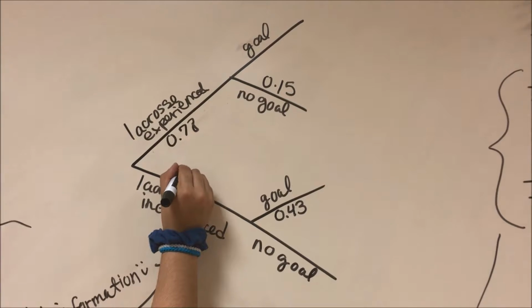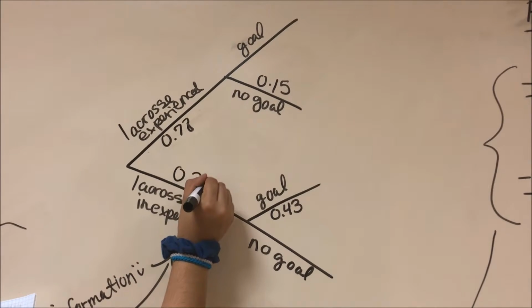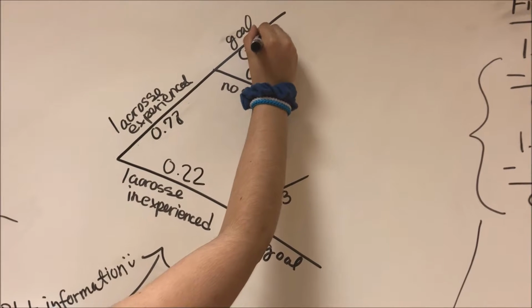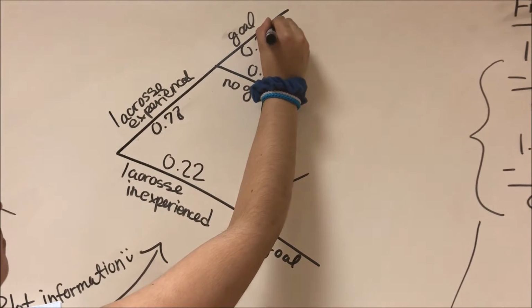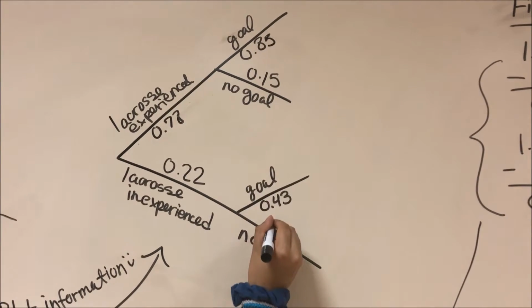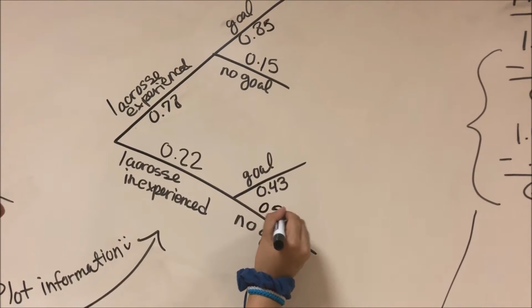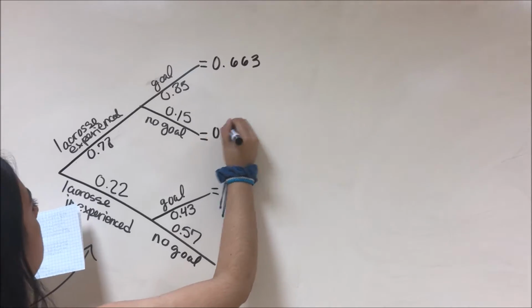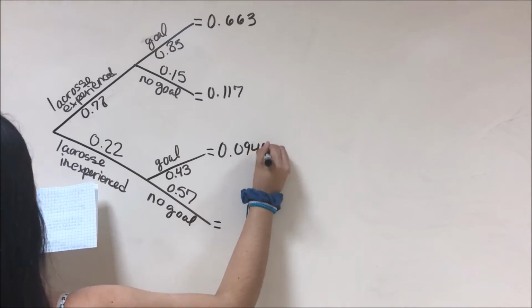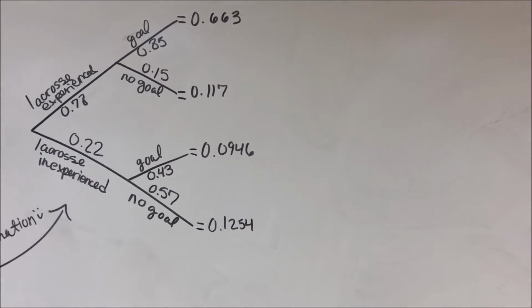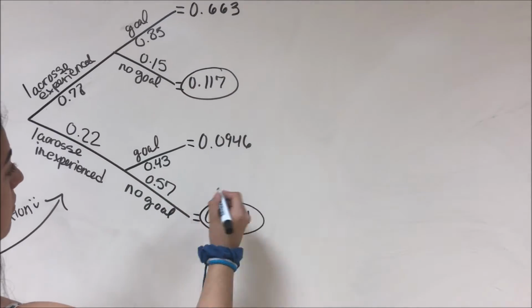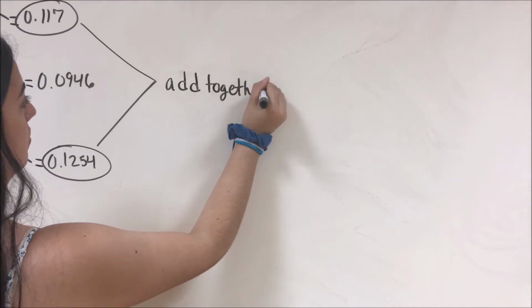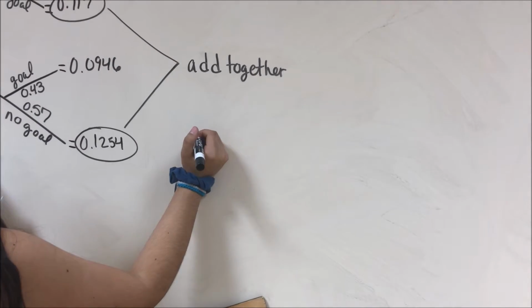The data that we are finding are the percentages of lacrosse players that are inexperienced, the percentages of goals by experienced lacrosse players, and the percentages of no goals by inexperienced lacrosse players. In order to complete the tree diagram, we have to find the percentages of all possible outcomes. In order to solve for the question asked beforehand, we have to add the two possible outcomes together.